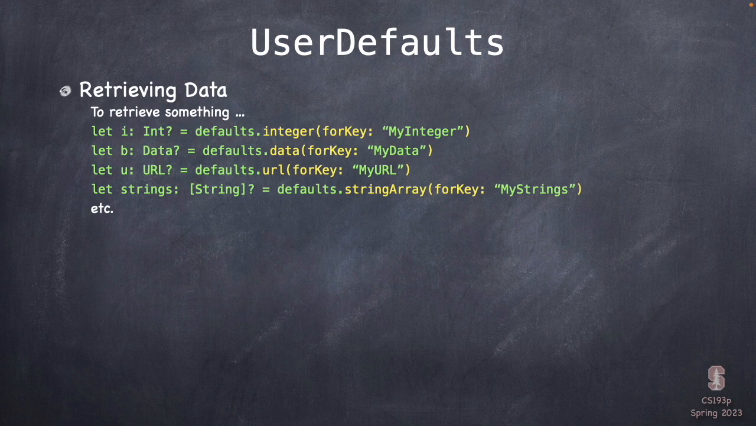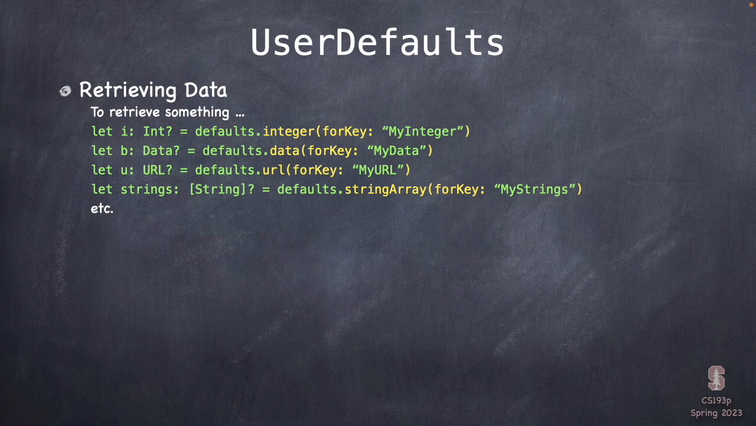How about getting data out? Well, there's a whole bunch of convenience functions in user defaults to get the data out in the type you want, like integer for key or data for key or URL for key. They are going to return something that you set for key in the previous slide as that type.